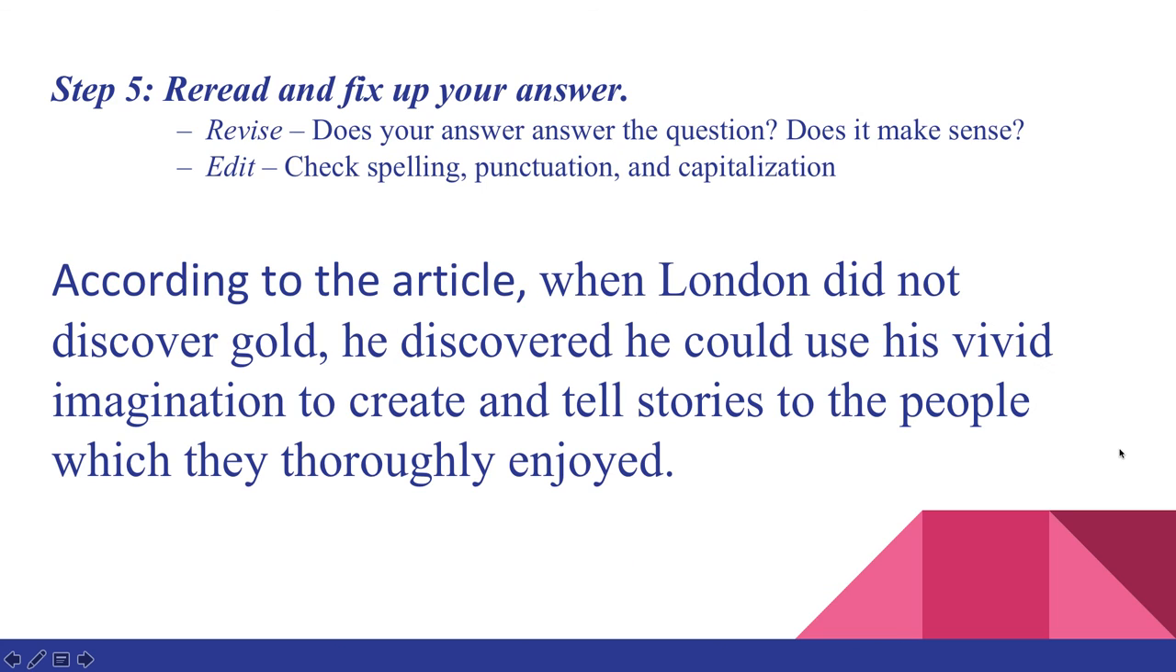Okay, so then remember, in step five, we need to reread and fix up our answer. So first of all, we look at the revision part of it. Does your answer answer the question? Does it make sense? Well, okay, let's read through it. According to the article, when London did not discover gold, he discovered he could use his vivid imagination to create and tell stories to the people which they thoroughly enjoyed. Yes, there's a beginning and ending. I have my citation of where I have found my evidence. Yeah, it looks pretty good to me.